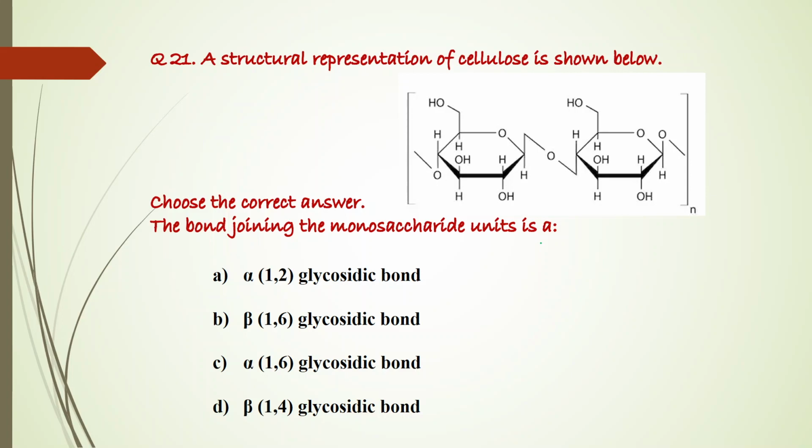The bond that is joining the monosaccharide units is what kind of glycosidic bond? You have to understand. We can already see that it is an O-glycosidic bond. But what kind of glycosidic bond is it? Please do write your answers in there because it is a very important question.